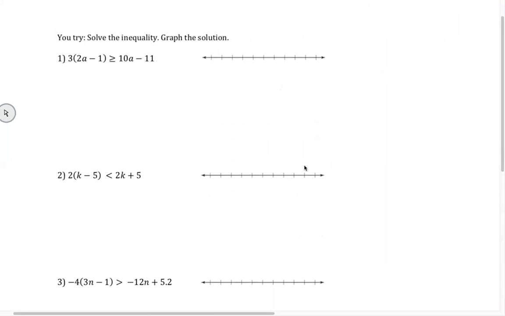All right, you guys try 1, 2, 3, and 4. And while you're trying, I'm going to try, because I haven't done these problems in a year. So I need to make sure I know how to do it. And sometimes, even the best of us forget how to do it.